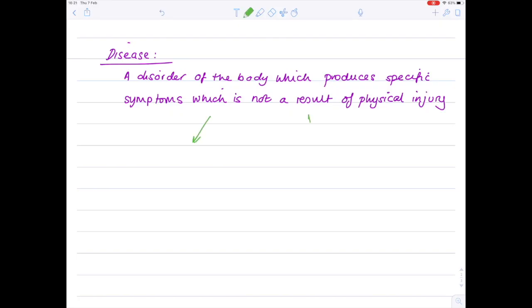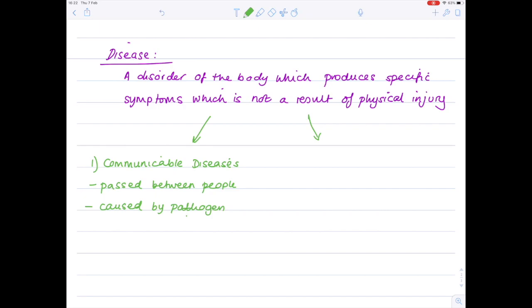Now, there are different types of disease you need to know about. First type is communicable diseases. And as the name suggests, these can be transferred between people. And these tend to be caused by pathogens. And remember, a pathogen, if they ask you, is a microorganism which causes disease, such as a bacteria or virus.